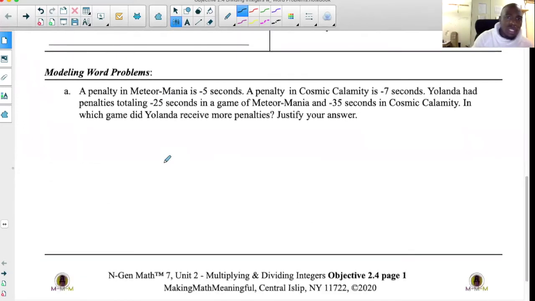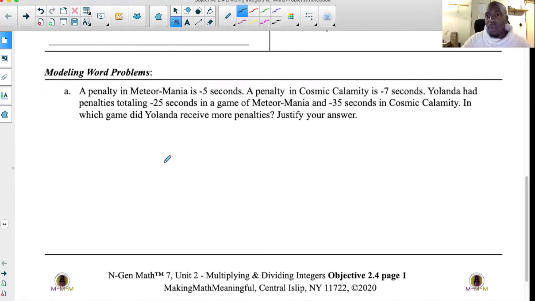I'm going to go through one of these word problems with you. I'm going to read it. This particular word problem, I believe, is more of a comparison, and you might have to do comparison divisions as well. But let's read it. A penalty in Media Mania is -5 seconds. So we have a Media Mania.